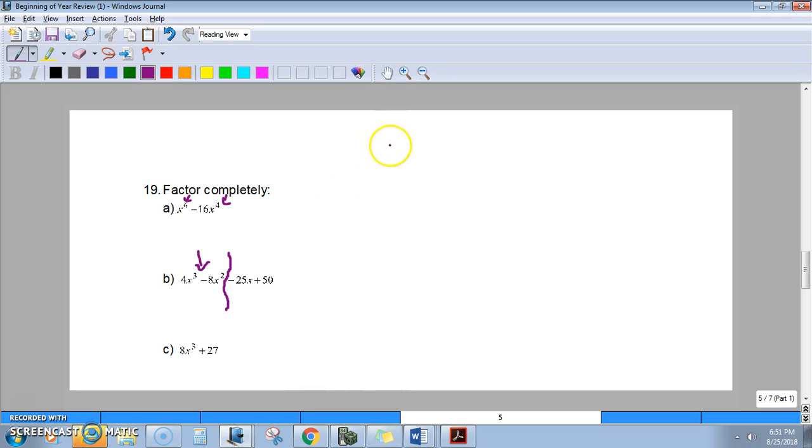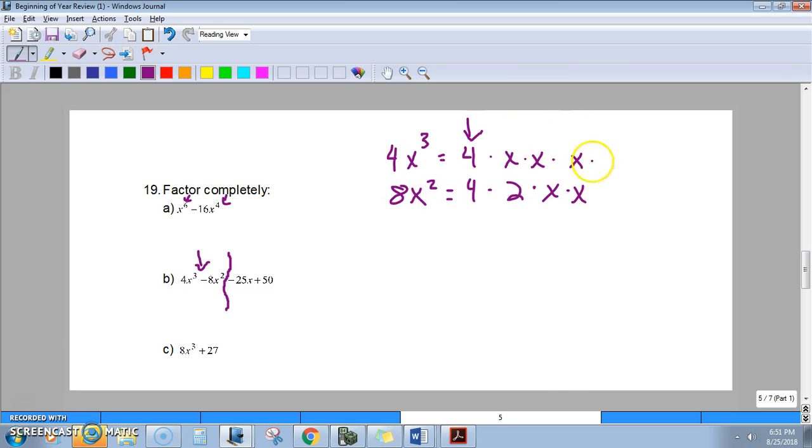So 4x cubed is really 4 times x times x times x. And 8x squared is really, and I know you want to say 8 times x, which is true, but I kind of want to get a 4 here. Maybe I can factor out some more stuff. So 8 is really 4 times 2, and then x squared is x and x. And the reason that's important is because I can factor out not only x squared, but I can also factor out this 4. So I can factor out 4x squared.